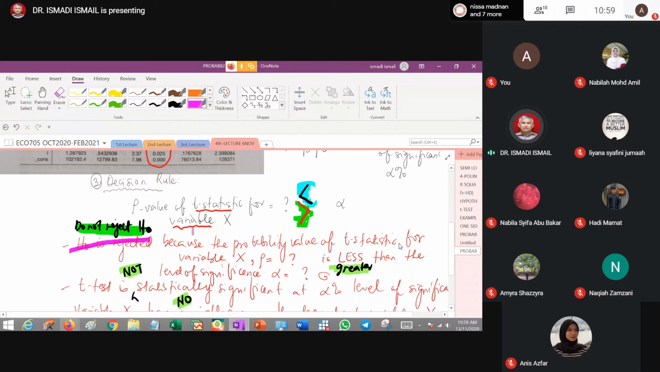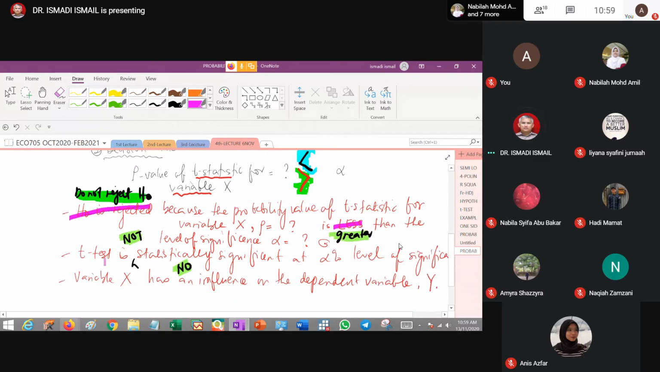Do not reject H0 when the probability value of this statistic for variable x is greater than the level of significance. Okay, next, the t-test is not statistically significant, and variable x has no influence.